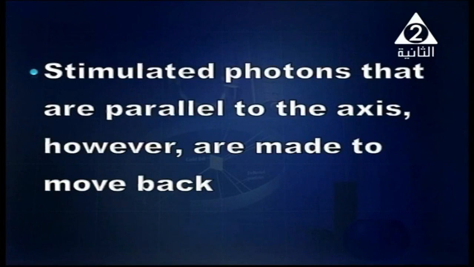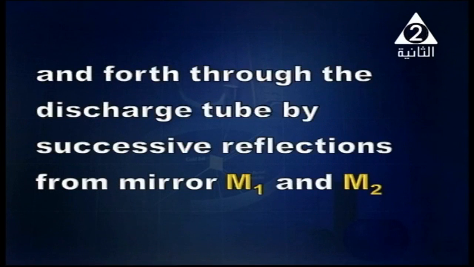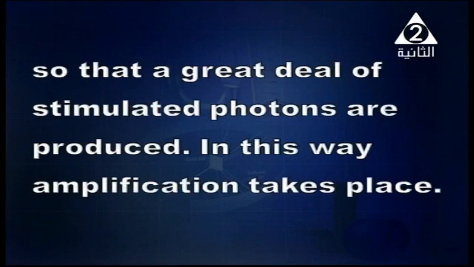Stimulated photons that are parallel to the axis are made to move back and forth through the discharge tube by successive reflections from mirror M1 and mirror M2, so that a great deal of stimulated photons are produced. In this way, amplification takes place.